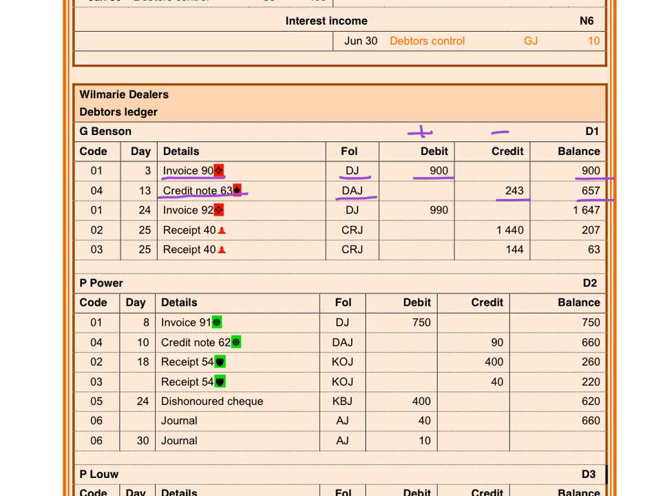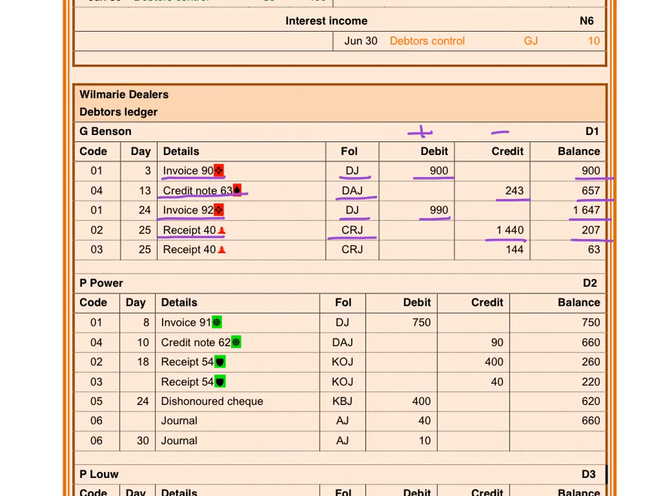When we sell goods again, we will indicate that invoice 92 was issued. It was recorded in the debtors journal. It increases the balance of the debtor, so the new balance will be 657 plus 990, and that will give me 1647. When they pay, we issue a receipt as proof of payment. In the cash receipts journal, we reduce their account on the credit side, so the balance will be 1647 minus 1440, and that will give me 207.